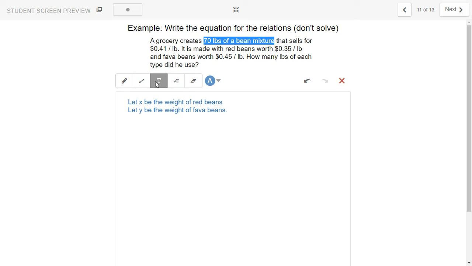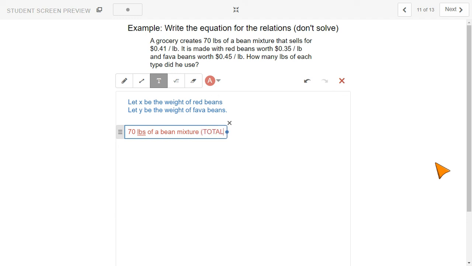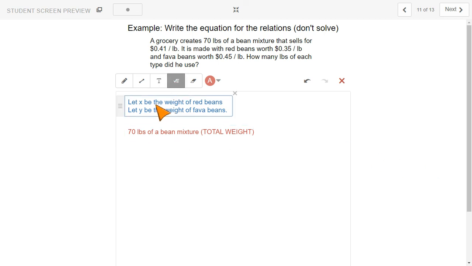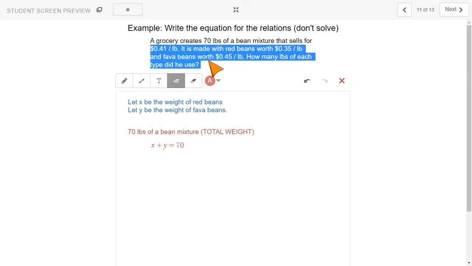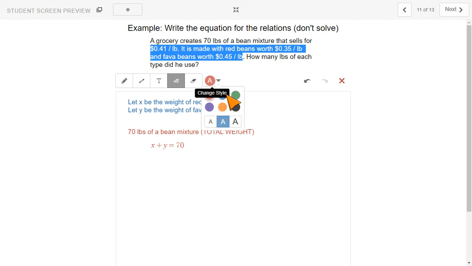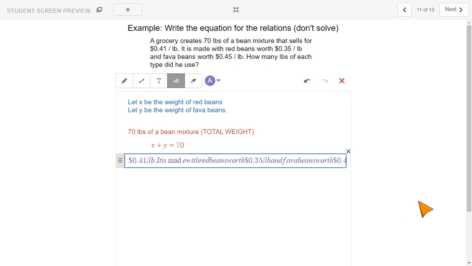Okay, so the first piece of information that's useful to me is 70 pounds of a bean mixture. This is giving me the total weight. So I know that x and y together will give me a total of 70. So x plus y is equal to 70. And the second part is a little bit trickier. We're now talking about the value of the beans.